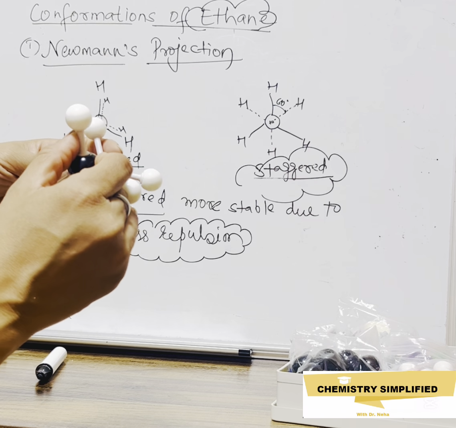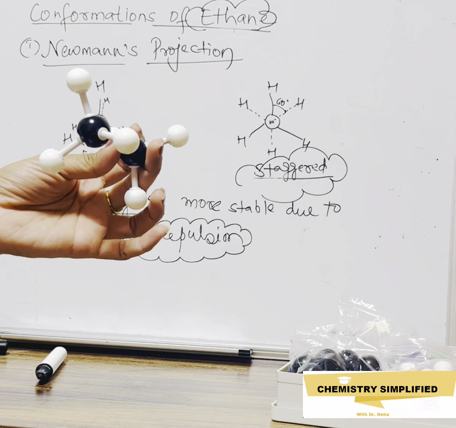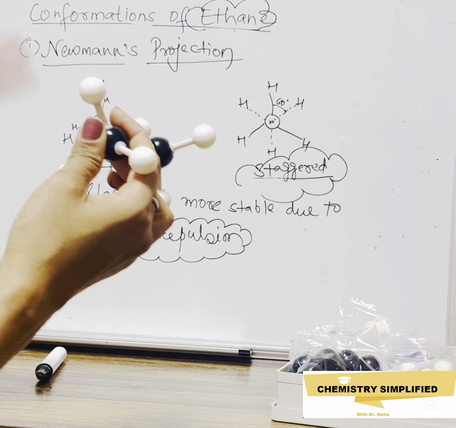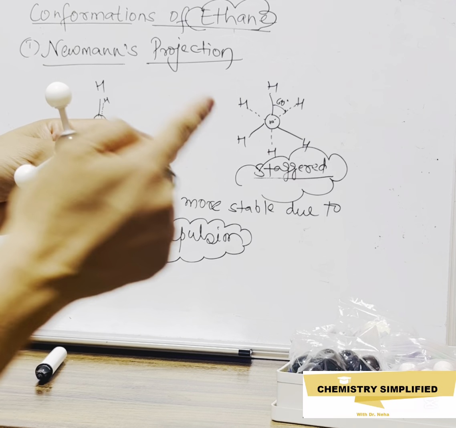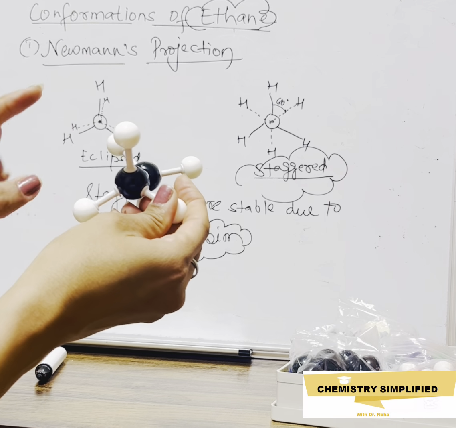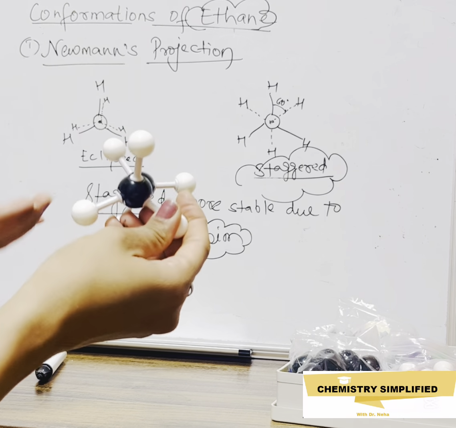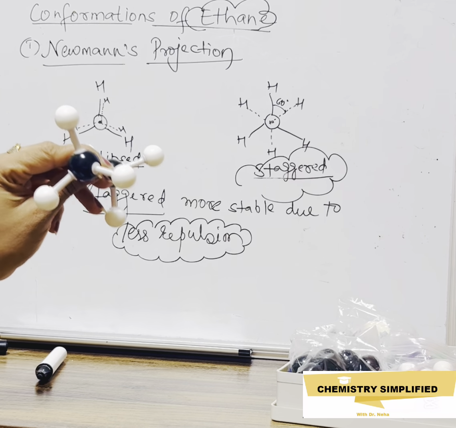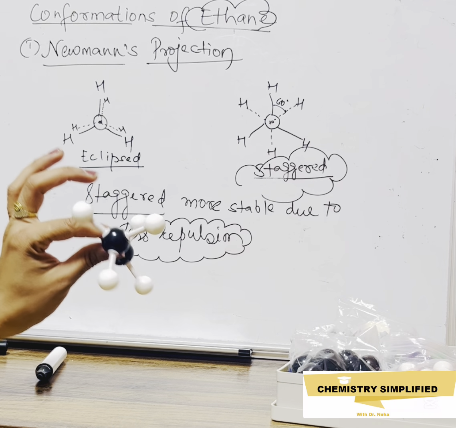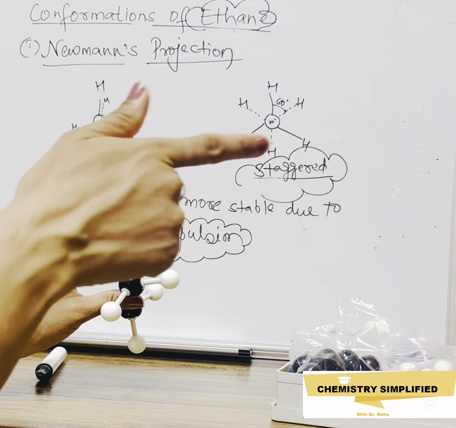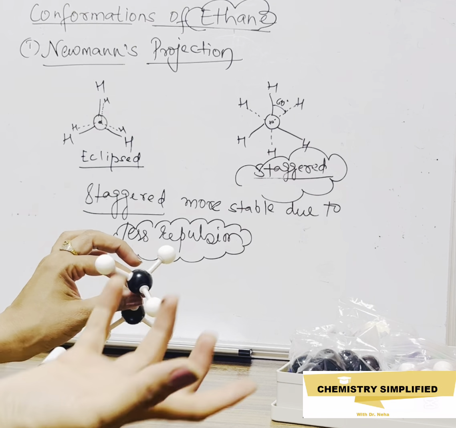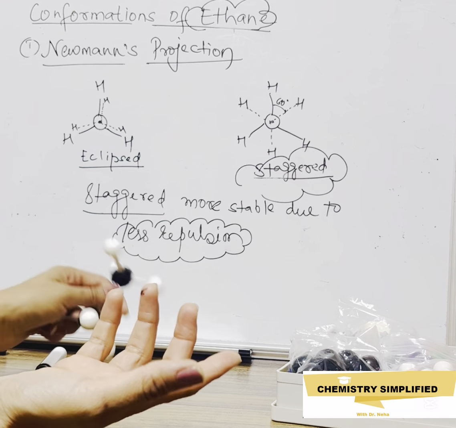But once you rotate it by 60 degrees, you can see one hydrogen here, and there is no other hydrogen in line, so repulsion is less. One hydrogen in between these two hydrogens, repulsion is less. Due to less repulsion, staggered form is more stable. We know that stability is inversely proportional to repulsion. If the repulsive force is more, the molecule will be unstable.